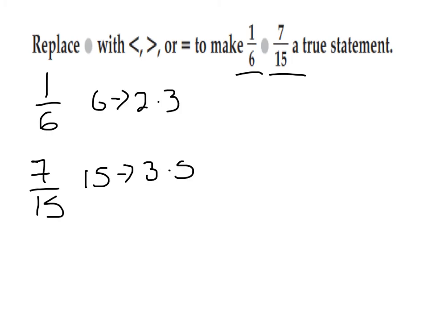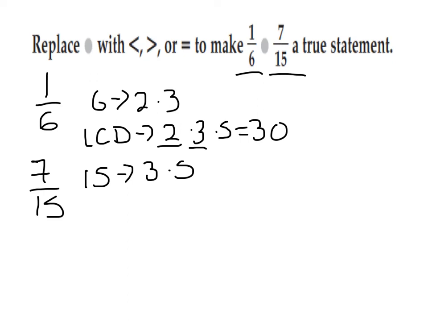You can see the denominator of 6 has a prime factorization of 2 times 3, and 15 has 3 times 5. So now let's see what the LCD is. 6 has a 2. They both have a 3. The highest is 3 to the first power. 15 has a 5, and that's to the first power. I go ahead and multiply them together, and my LCD is 30.